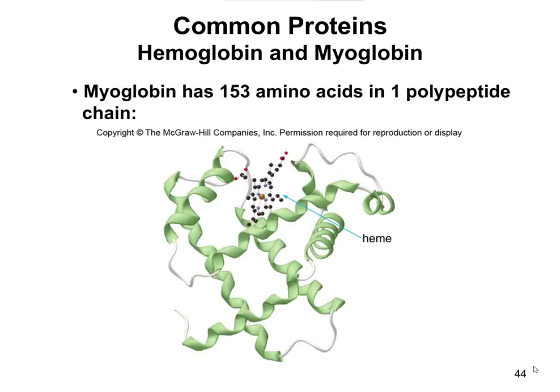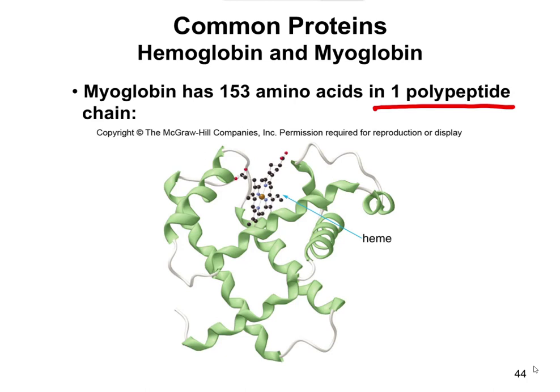All right, so here's myoglobin in its picture. Here, 153 amino acids, 1 polypeptide chain. You don't need to know that it's 153 amino acids. You should know that it's only 1 polypeptide chain though, right? So know that it's a single subunit. What I mean by a subunit is it has 1 polypeptide, 1 N-terminus, 1 C-terminus, 1 unit to it.